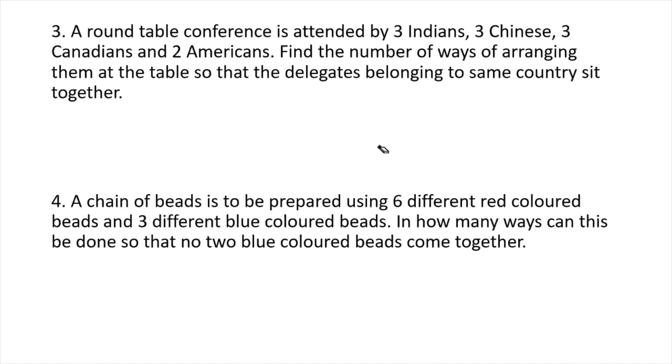And the next question is like this. A round table conference is to be attended by 3 Indians, 3 Chinese, 3 Canadians, and 2 Americans. Find the number of ways of arranging these people at the table so that all the people of the same nationality come together. We have seen a similar kind of problem in linear permutations. We have 5 mathematics books, 4 physics books, and 3 chemistry books. We have to arrange these books in a row such that all the books of the same subject come together. So here also all the people of the same nation should come together.